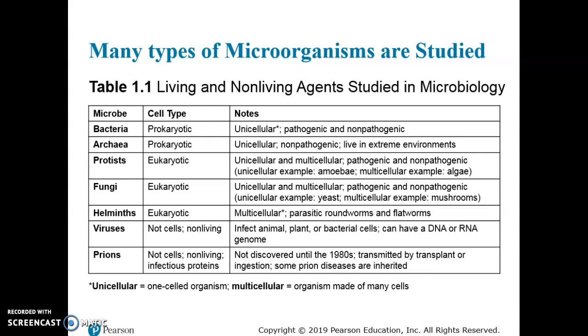The rest of the group, protists, fungi, helminths, viruses, prions, we'll talk about in additional chapters as we move through this semester. But for right now, what you do want to know is the cell type. So if you were given a matching table, you could match this group, the individual type of microbe, with whether or not they are eukaryotic, prokaryotic, or non-living, so to speak.